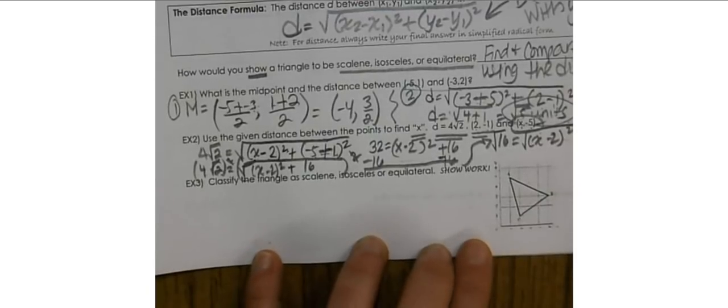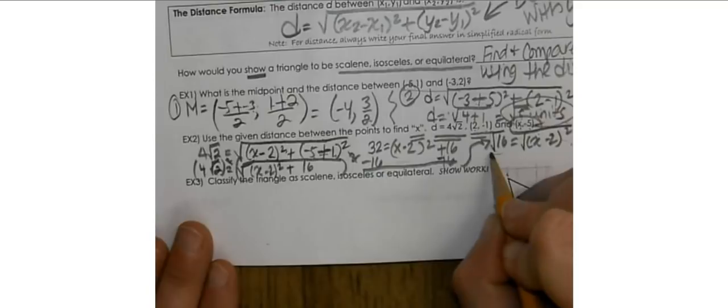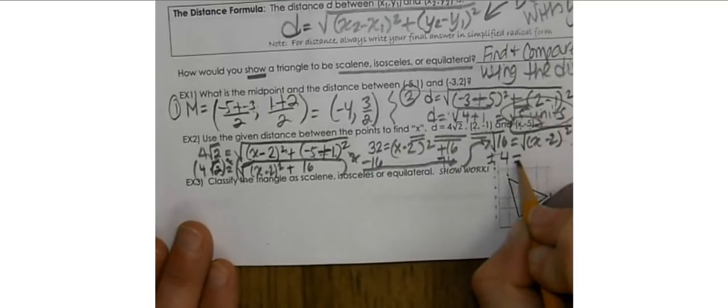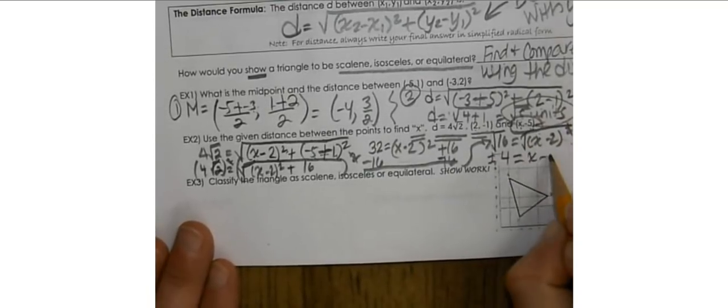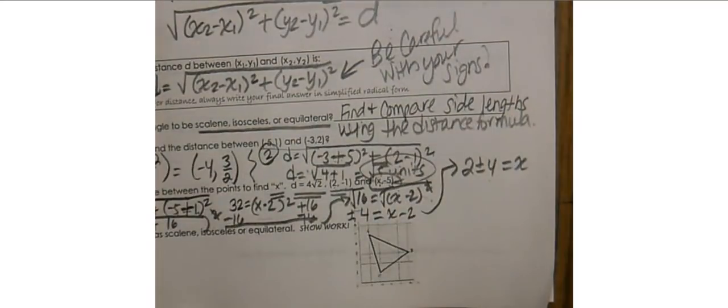But you have to be careful. Whenever you take the square root of both sides, because it's an even root, we're going to end up with 2 answers. The square root of 16 is plus or minus 4. The square eliminates the square root, and we have x minus 2. So what that means is that we're going to add 2 to both sides, and when we do that, we end up with 2 plus or minus 4 is equal to x. So that means that we will have 2 solutions, 2 ordered pairs that are equidistant from 2, negative 1.